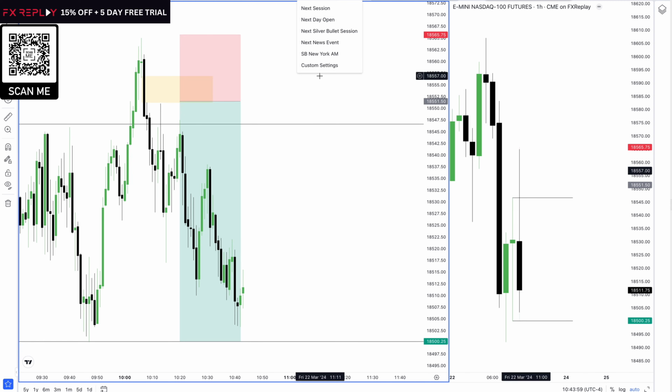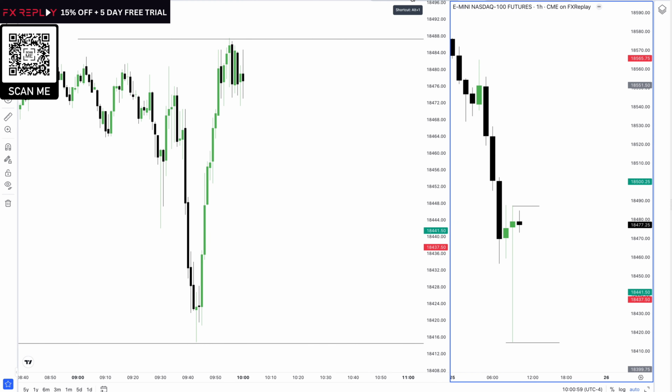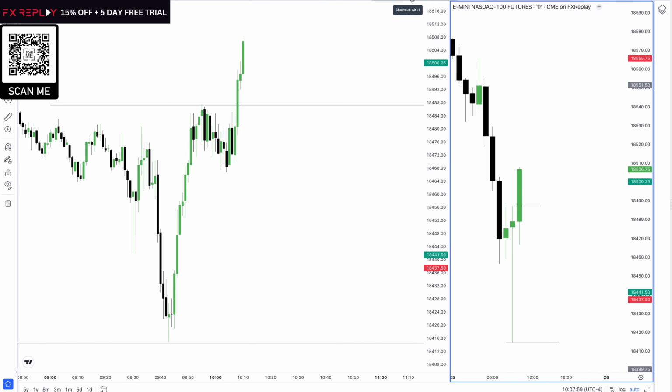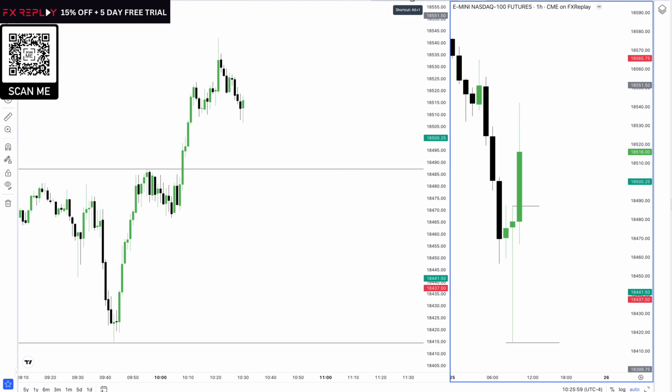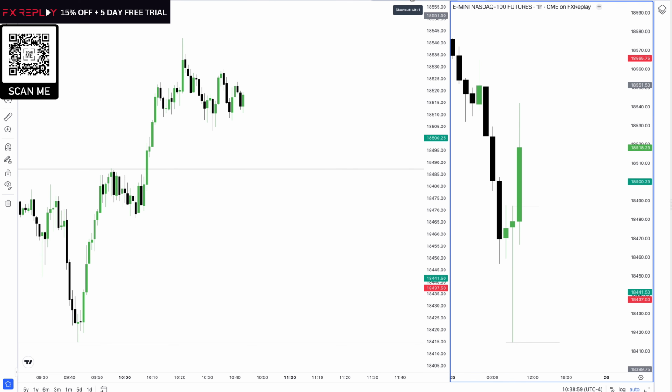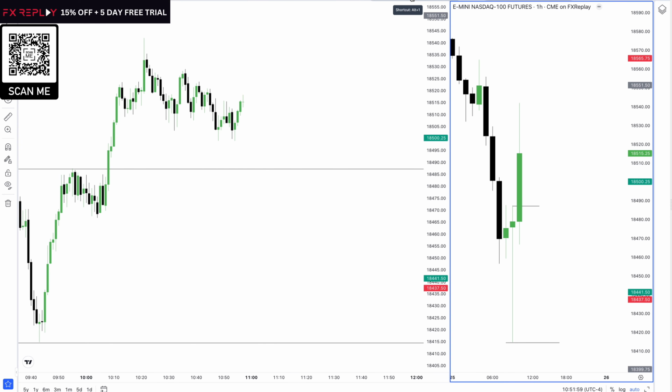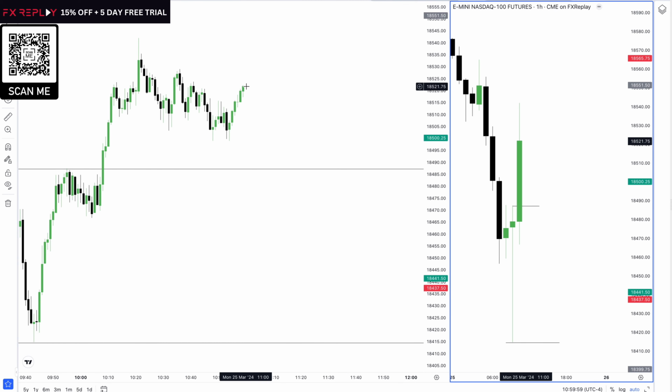Let's go to the next day. The high gets ran. Now waiting for displacement lower. No displacement yet. And we are already at 11 a.m. So this day, no trade.